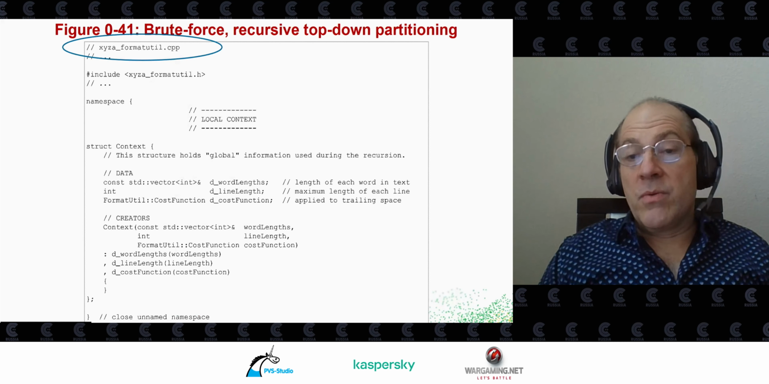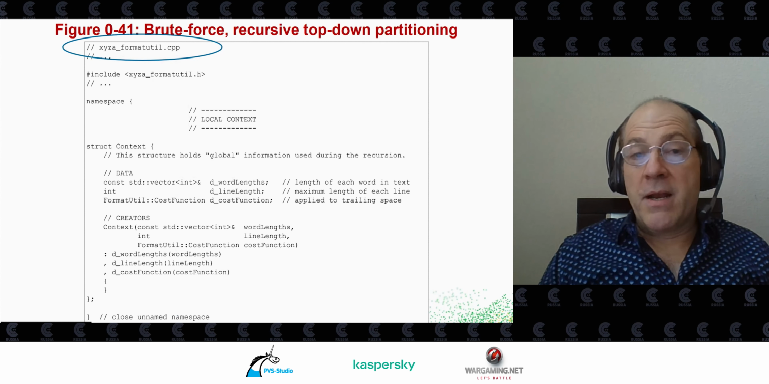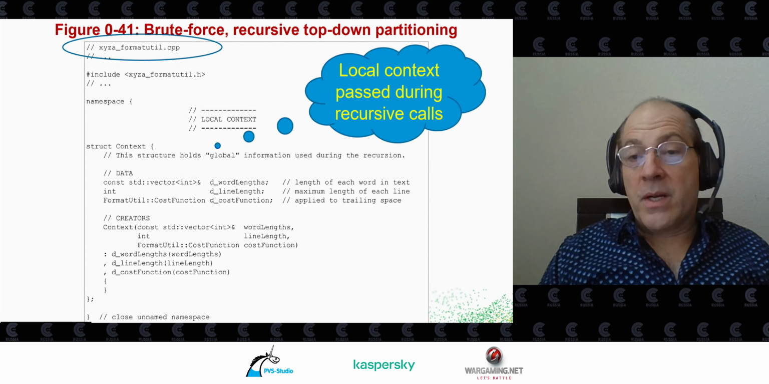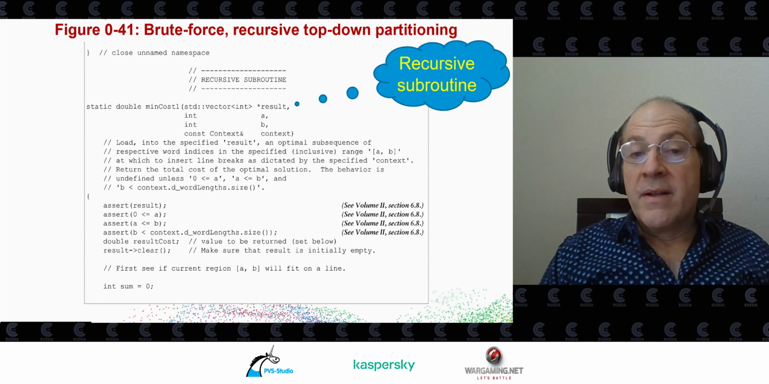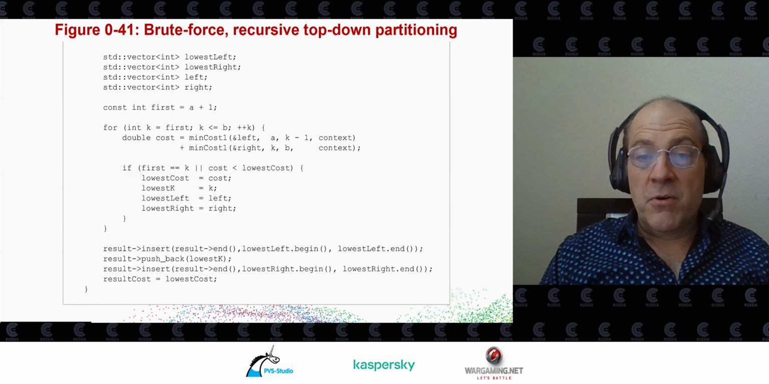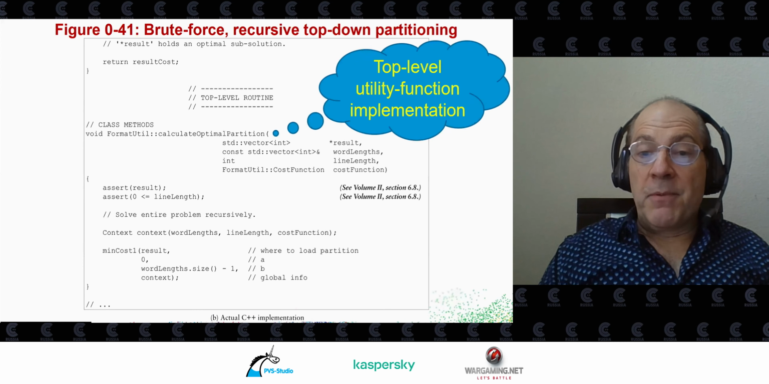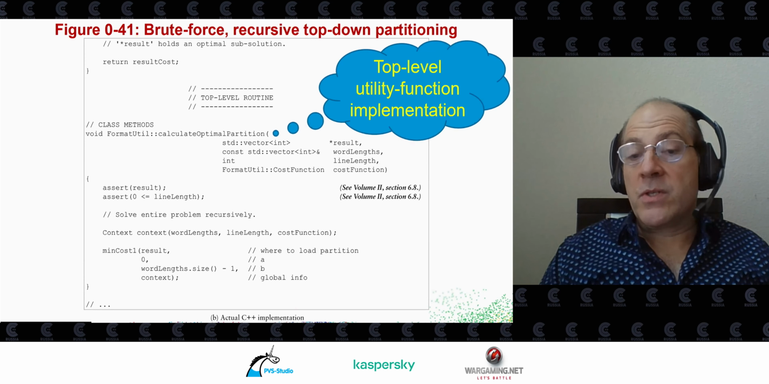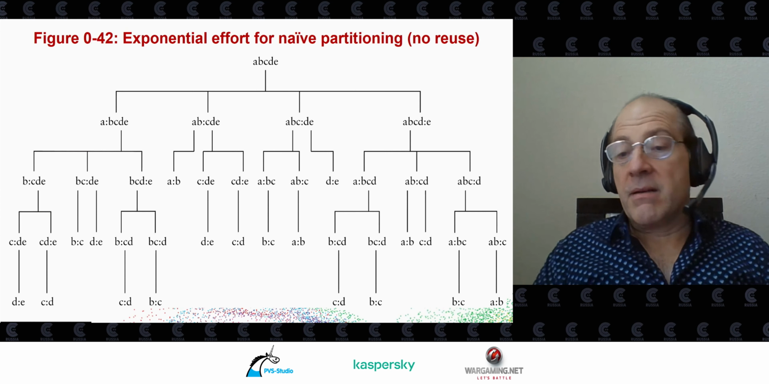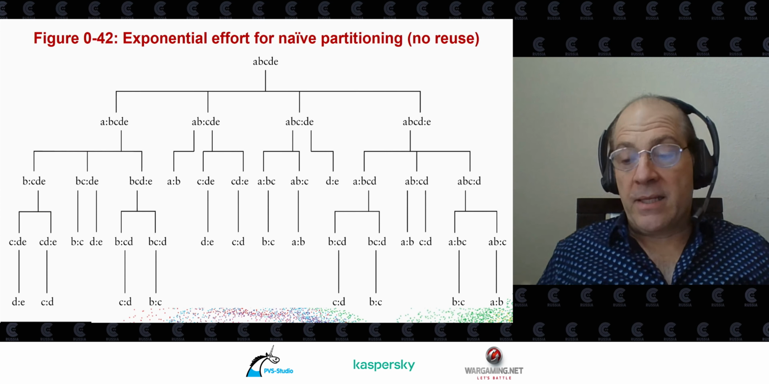So here I'm going to show you the code in C++, but I don't want you to read it. I just showed you the algorithm. This is the local context that we're going to pass from recursive calls. This is the actual signature of the function that we're going to implement. This is the recursive call. This is more code. And this is the top level utility function implementation that sets up and invokes that recursive function. And again, I'm just putting it out there for you guys to look later. It's in the book, but that's not the point.